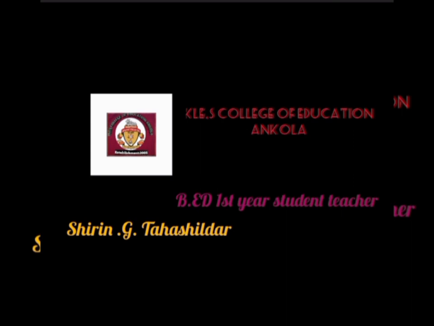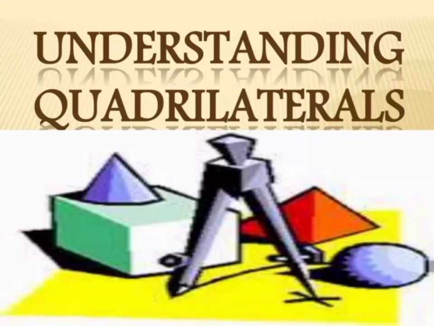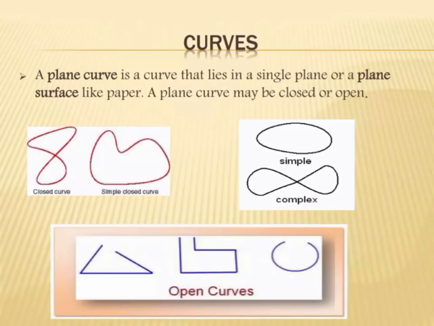In this video, we are going to learn the 8th standard chapter Understanding Quadrilaterals. In our previous classes, we became familiar with the topic of curves. A plane curve is a curve that lies in a single plane, or a plane surface like paper. A plane curve may be closed or open, as you can see in the images below. With the help of a simple closed curve, we are going to define a polygon.